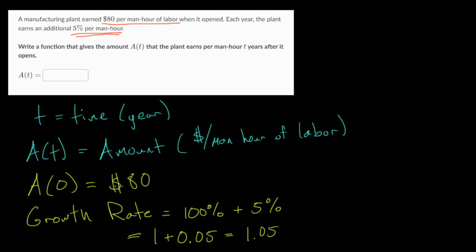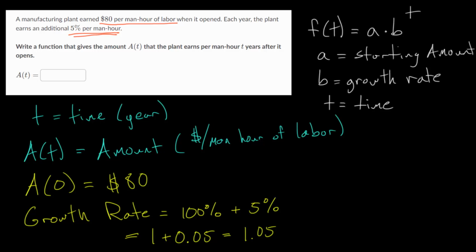And now that we know the starting amount and the growth rate, we can compare those to our general formula. So remember, when we have f of t, some exponential function, this is equal to the starting amount, which we can call a, multiplied by the growth rate, or the decay rate in some cases, raised to the t power. So just quickly, a is our starting amount, and b is our growth rate. And of course, t just represents time in all of these problems.